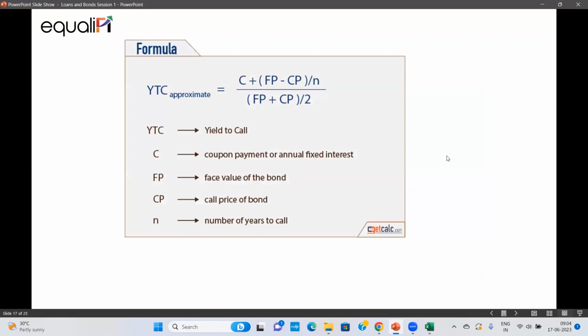This is a typical formula of approximate yield to call, where C is the coupon payment or annual fixed interest, FP is the face value of the bond, CP is the call price of the bond, and N is the number of years to call.